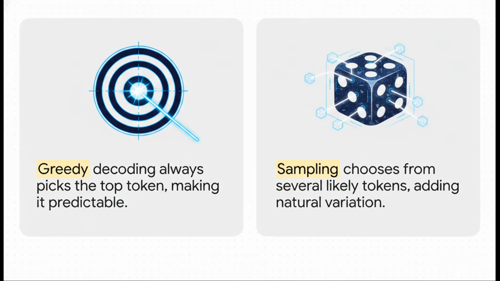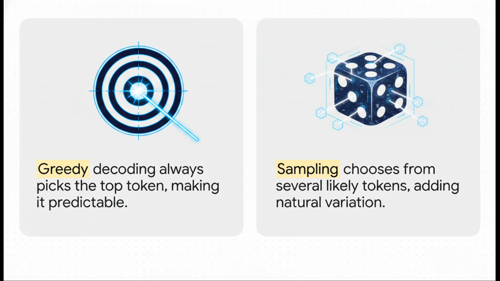Let's compare that super direct choice with an alternative, sampling. While greedy decoding always rigidly picks the top token, sampling actually chooses from several likely tokens instead. And this is a real game changer because it introduces controlled randomness into the system. It lets the model pick from the top few tokens based on how strong their probabilities are. This is exactly what creates variation and flexibility.